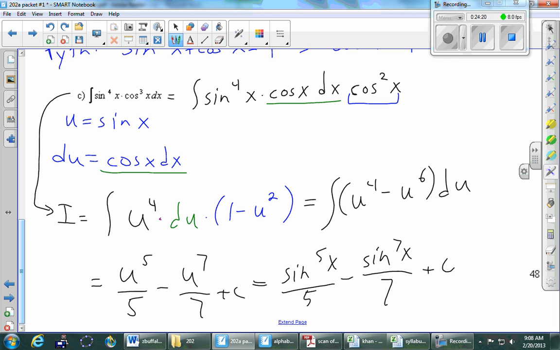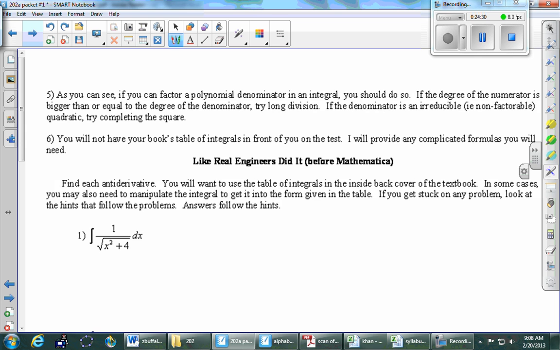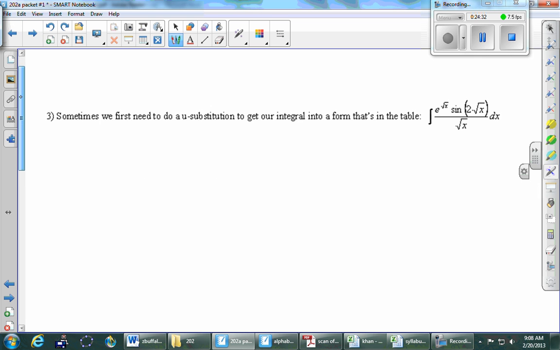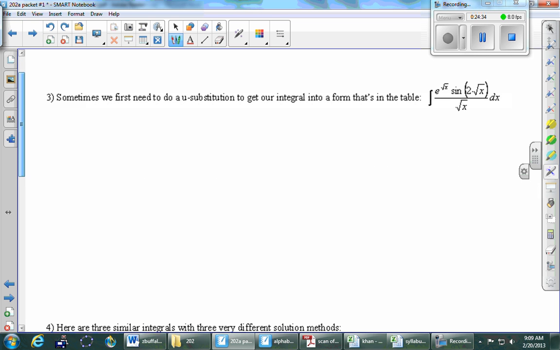So you can see the table is not always just this gift. You just use it and everything is easy, right? Sometimes you still have work to do. So let's take a look at the next example where there's, again, work to do before we can use the table. Sometimes we first need to do a u substitution to get our integral into a form that's in the table. So let's try it for this one.